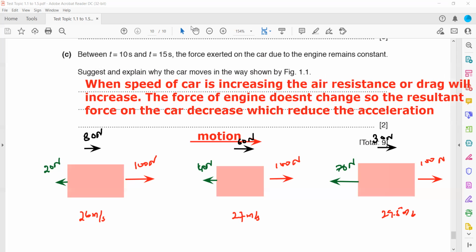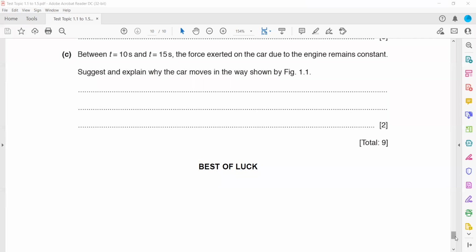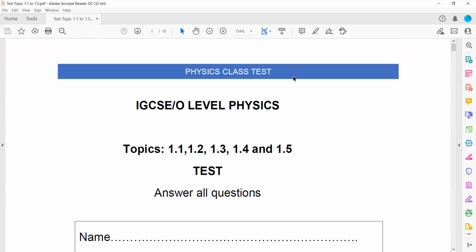That's why from 10 second to 15 second, on a speed-time graph, you will find that the slope is decreasing, with speed on the y-axis and time on the x-axis. And once the speed is constant, it means at that moment there is no resultant force. The air resistance balances the force of the engine. So this was the test related to topic 1.1 to 1.5.